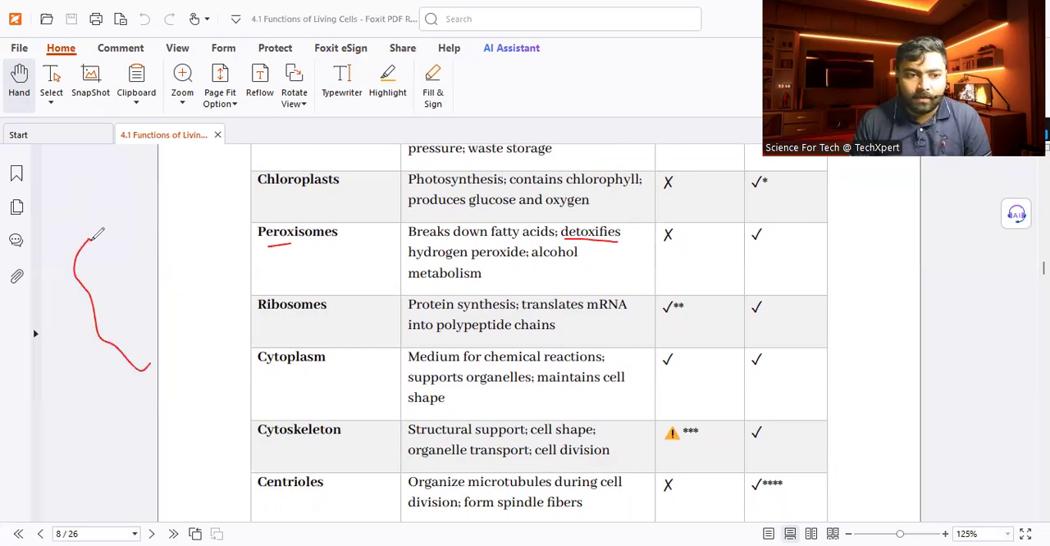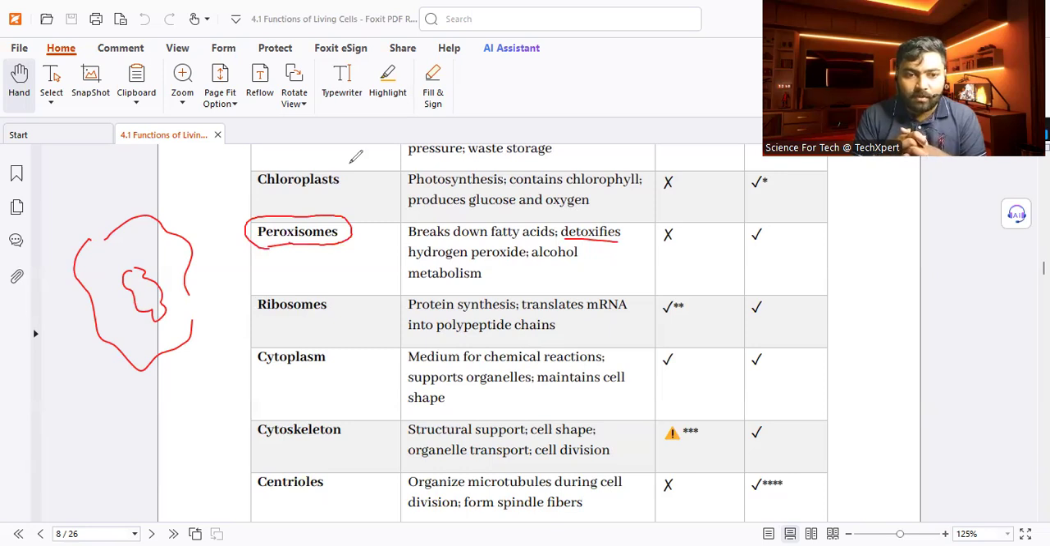Detoxifies means when some harmful biomolecule or harmful enzyme or harmful foreign matter enters the cell, these peroxisomes come forward and minimize, reduce or remove the toxicity of that substance. Understood? Peroxisomes are responsible for removing the toxicity of substances. That means the detoxification.